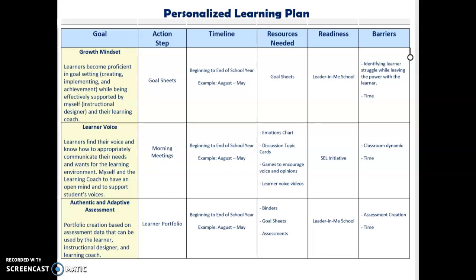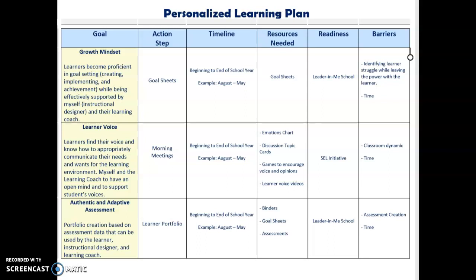The timeline for this goal would be the entire year. It would take place at the beginning of the school year, such as August, and would end in May at the end of the school year. It would be a year-long process. The only resource we would need would be the created goal sheet.